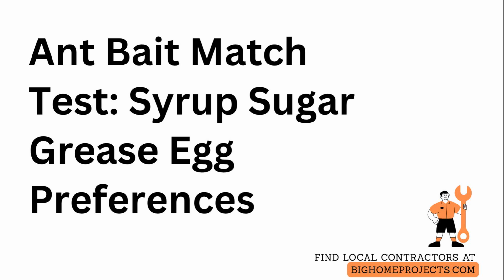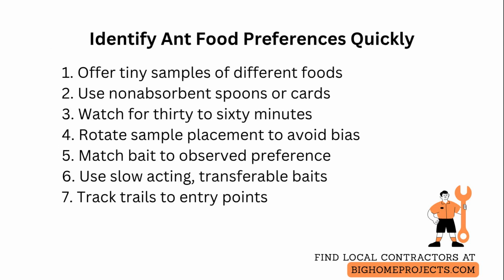Want to know exactly what house ants are eating so you can bait them correctly. Offer small, controlled samples of different foods like grease, syrup, plain sugar, and a high-protein item such as cooked egg or peanut butter placed on separate index cards or non-absorbent spoons. And watch quietly for at least 30 minutes to an hour to see which sample attracts the most activity.